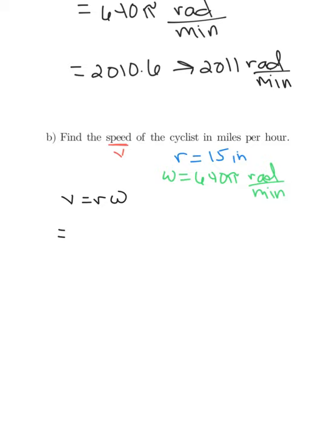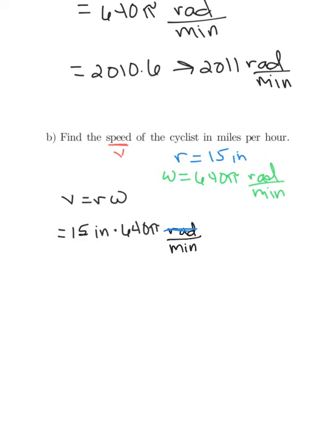Our R is 15 inches. So we're going to have 15 inches. We're going to take that times 640 pi radians per minute. Well, as soon as we have a unit of length, radians is gone, so that's taken care of. Look at what we want for our label. We need miles per hour.